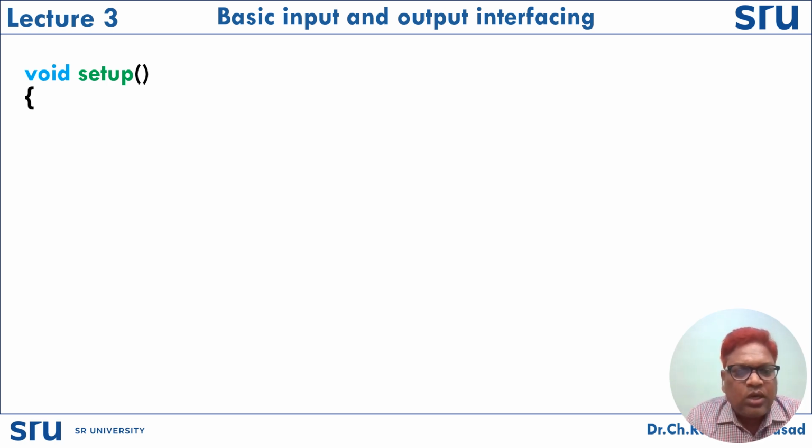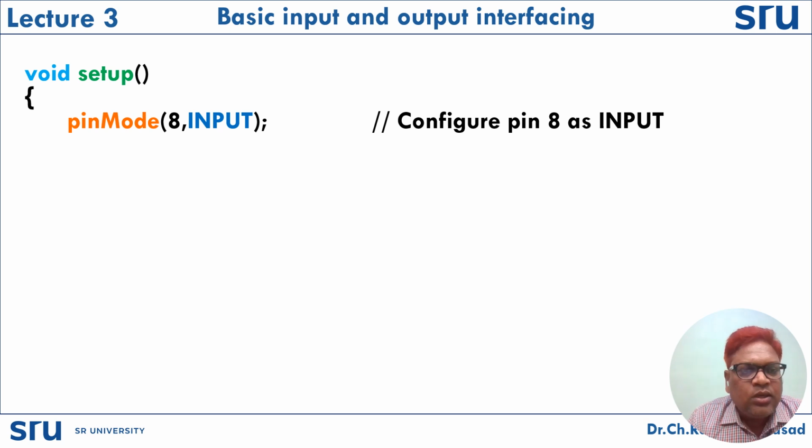To initialize the pins, we have a function in Arduino called pinMode. This pinMode function configures any digital IO line as either input or output. Our requirement is that the 8th pin should be input, so here I have written input.